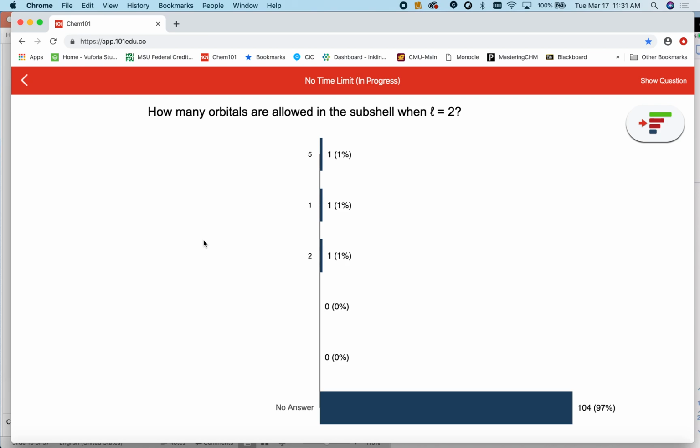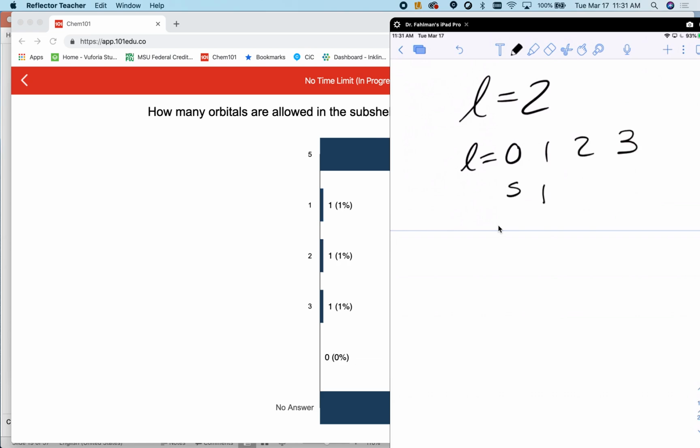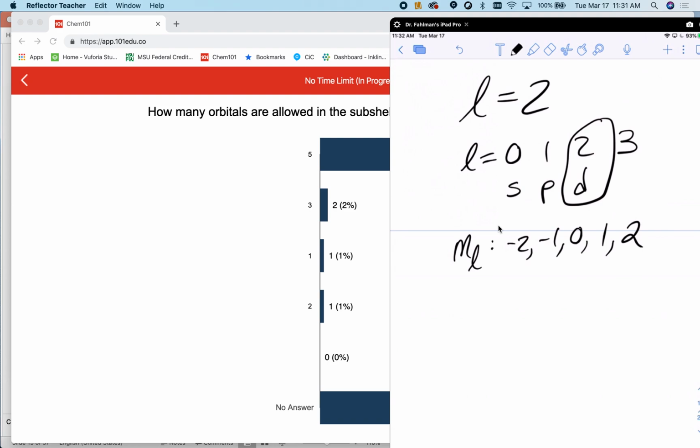How many orbitals are allowed when L is equal to 2? Most people, again, are picking the right answer. So yeah, 5. This is a different way to ask the question. It's not explicitly saying what is m sub L, so realizing that how many orbitals refers to the m sub L value.